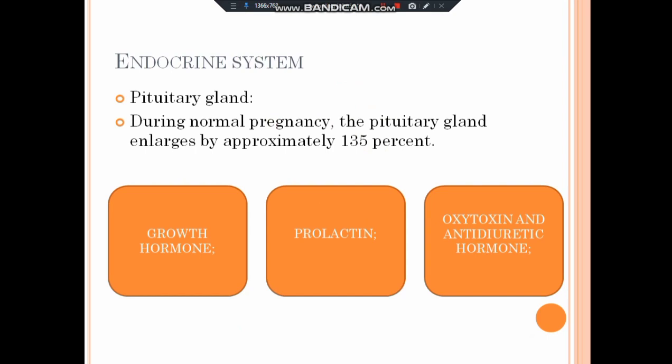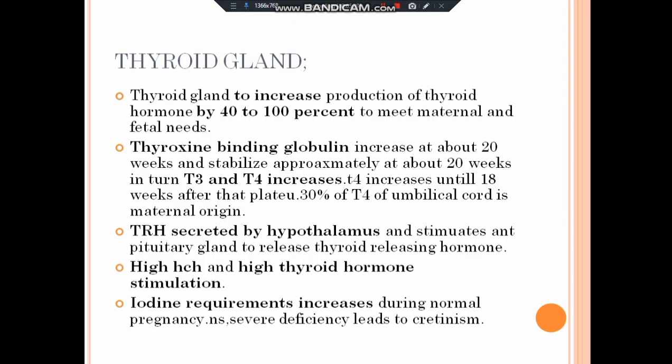In the endocrine system, we have the pituitary gland. The pituitary gland enlarges by approximately 135%. During pregnancy, growth hormone increases, prolactin also increases, as well as oxytocin, which is helpful for maturation as well as lactation. In the case of antidiuretic hormone, it remains the same. Antidiuretic hormone is also known as vasopressin.